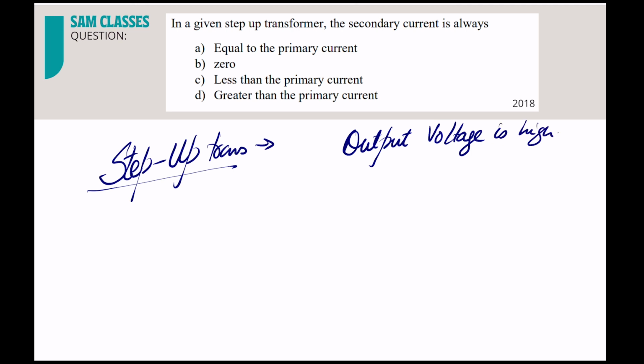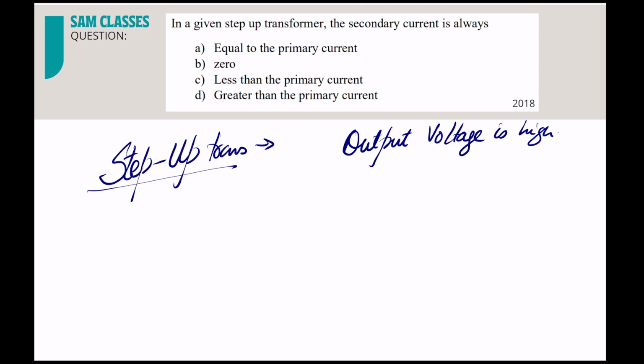So in order to get output voltage high, what we need to do? Anybody? Do write it in the comment section. What about the number of coils in the secondary and primary? Will it be more? Will it be less for a step up transformer?